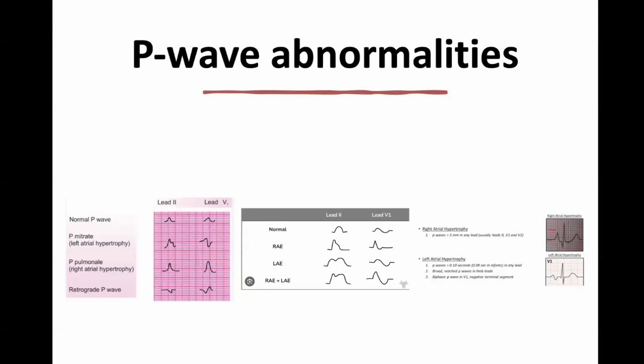Broad notched P waves in limb leads and a biphasic P wave in V1 with a dominant negative terminal segment may raise your suspicion for left atrial hypertrophy. Biatrial hypertrophy, so left and right atrial hypertrophy, may also be seen, and it is characterized by a combination of an increased amplitude and duration of the P wave, so a broad and tall P wave.